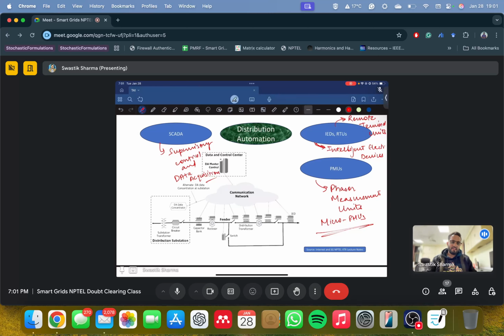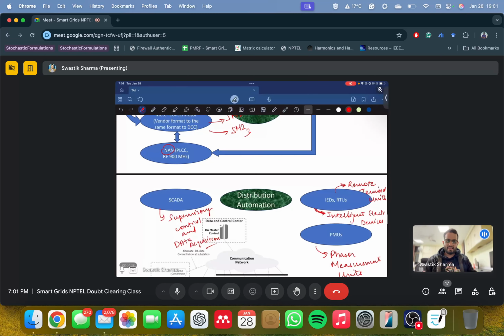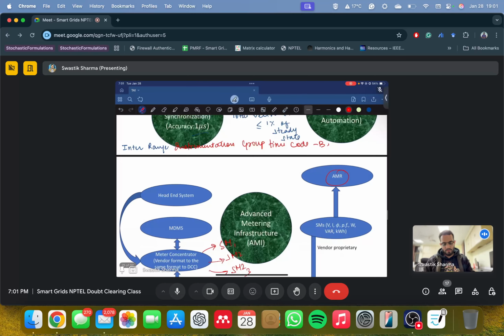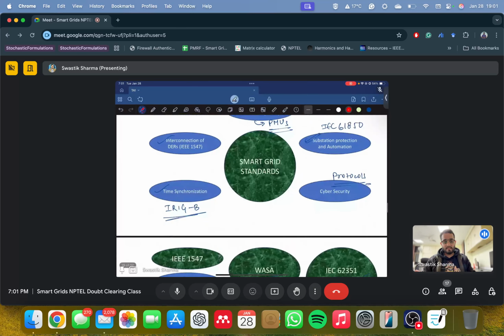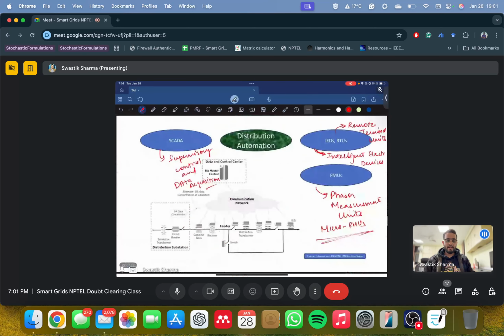But what I feel is, the standards that are now coming into the picture, even the smart grid standards, focus on PMUs as the next best thing. I don't see IEDs and RTUs being talked about. That's what I have observed. But they are still being used. It's not like IEDs are not being used.